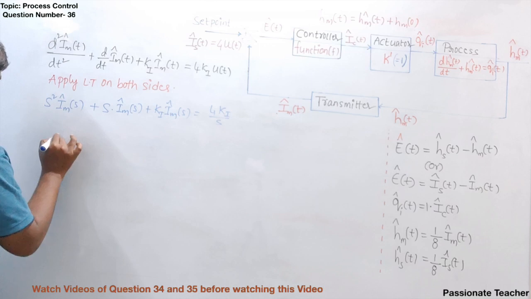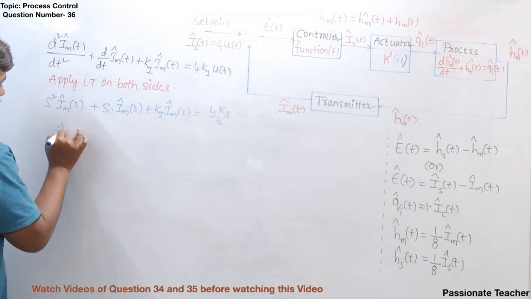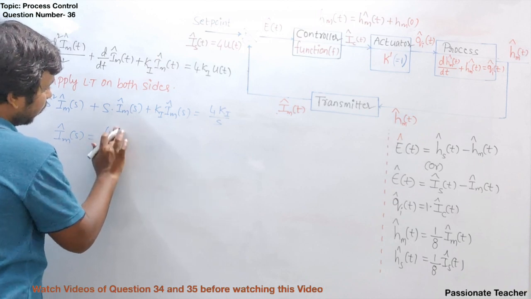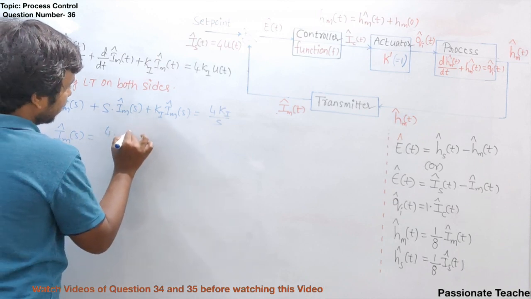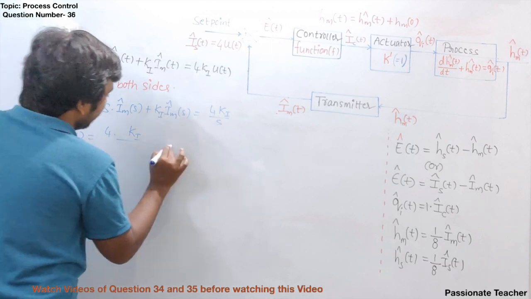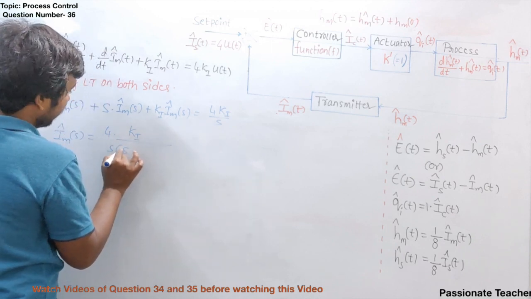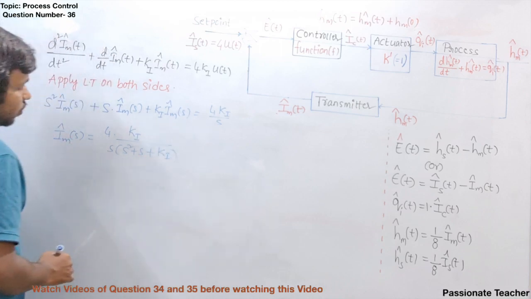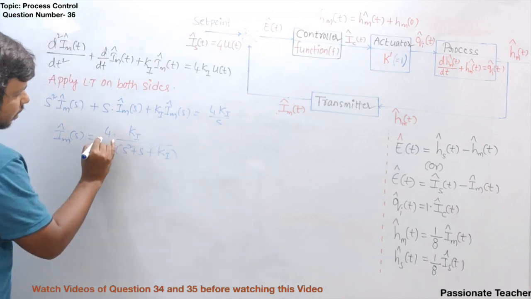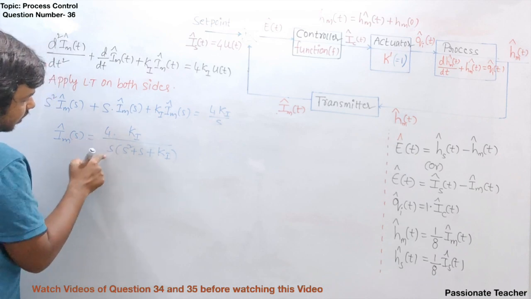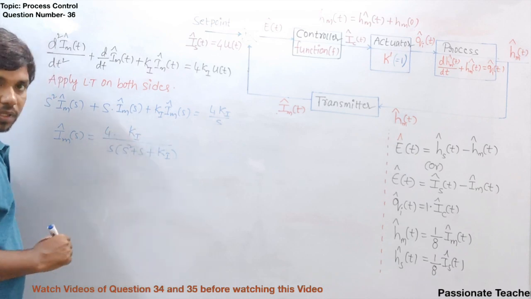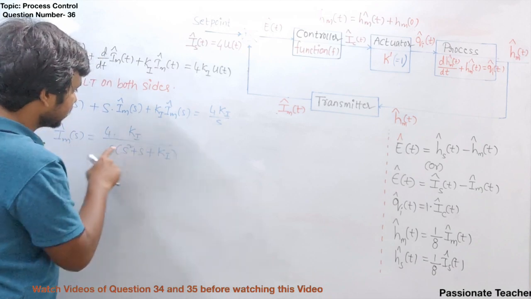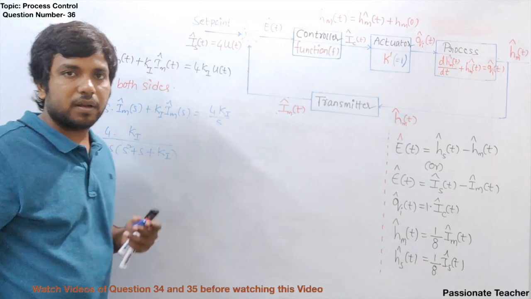From here, Im cap of s can be conveniently written as 4 into ki by s into s square plus s plus ki. Clear? If you look carefully, this is actually nothing but the step response of a second order system, correct? The step is multiplied with the system transfer function, so it is actually nothing but the step response of a second order system.